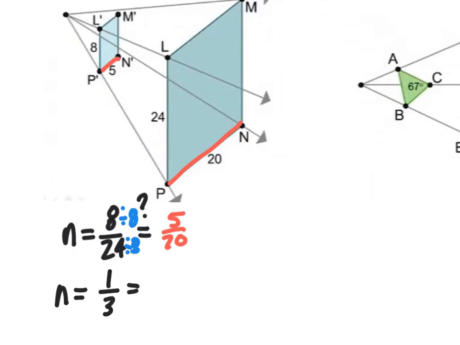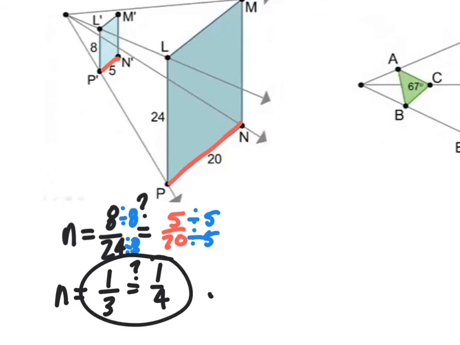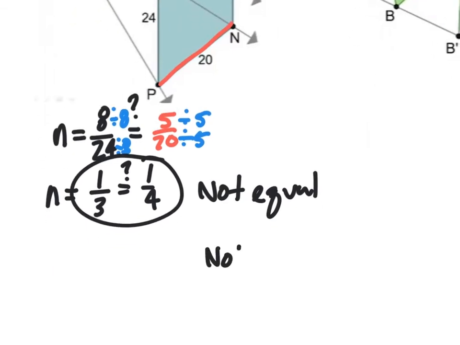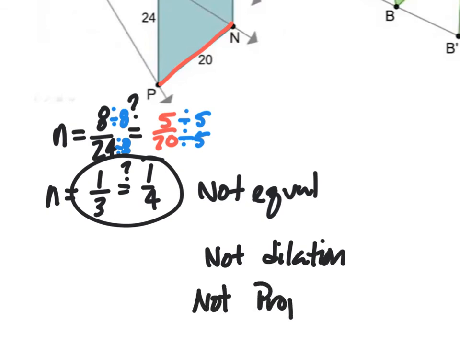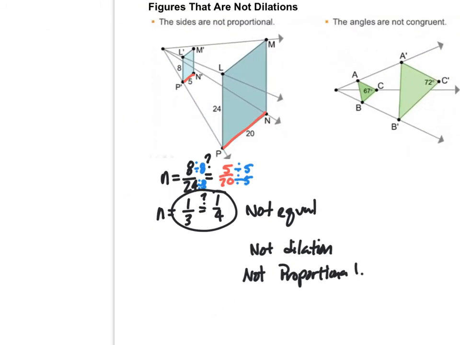Is this equal to 5/20ths? If I simplify that, 5 and 20 can both be divided by 5, which gives me 1/4. Are these two fractions equal? The answer is no, they're not equal. That means that it's not a dilation, and that also means they're not proportional.